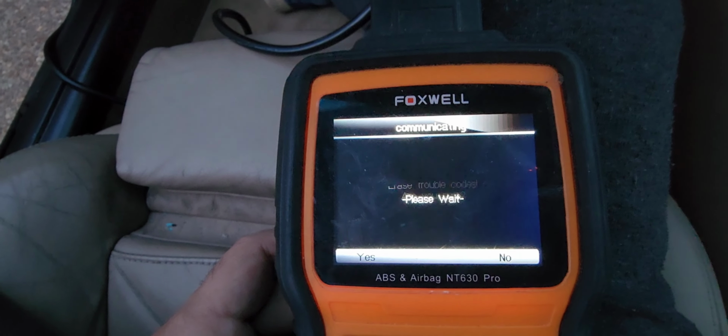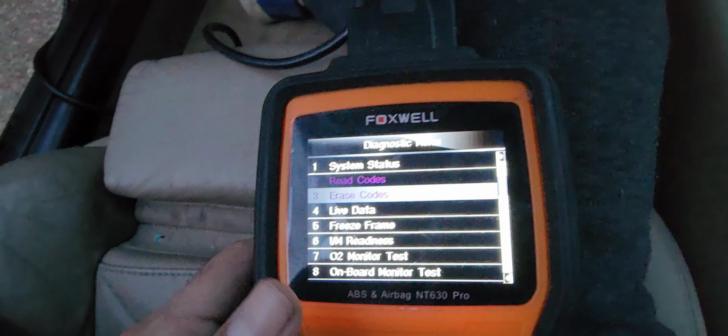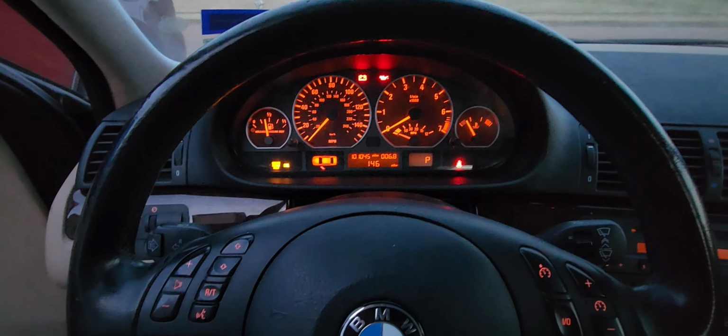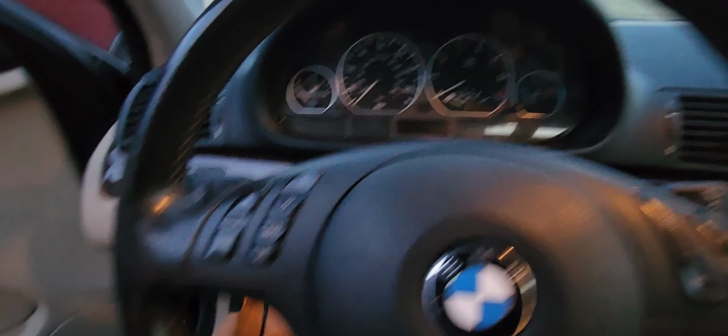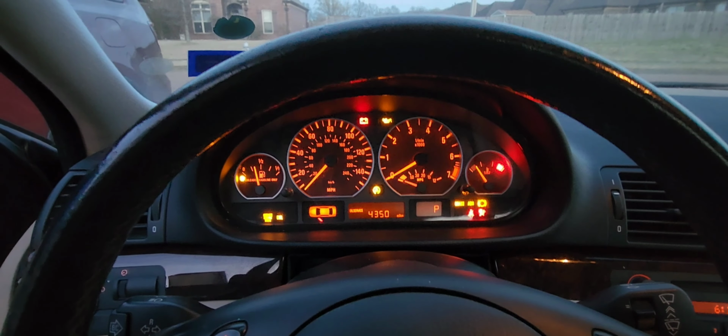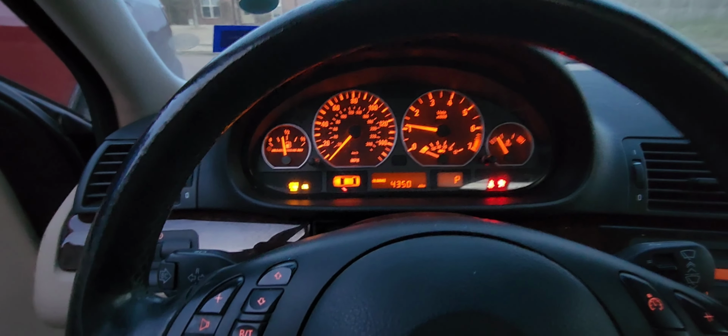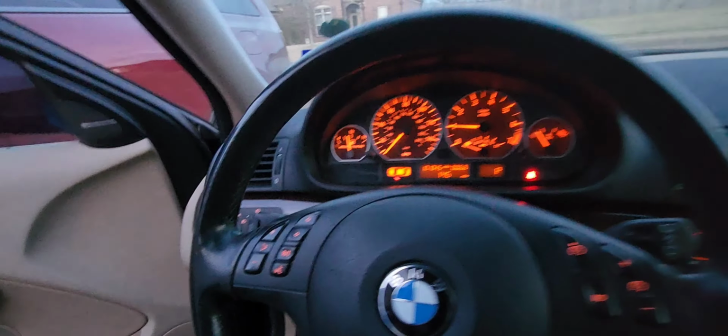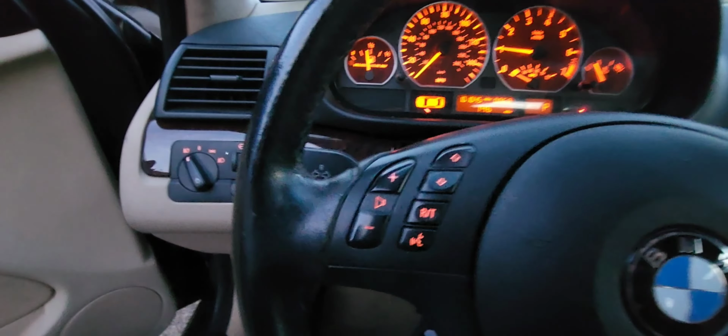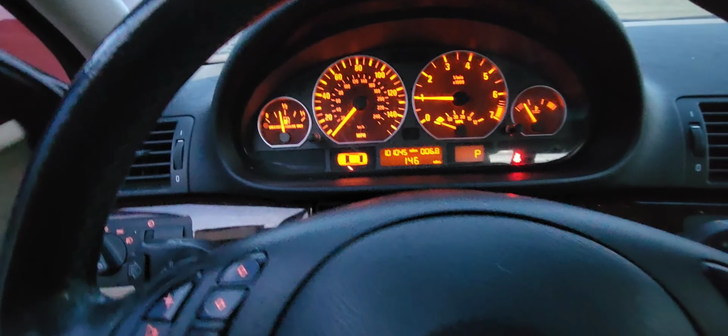Erase codes, yes. Please wait until it's done. Alright, let's put this back. Come over here, start it up. Unplug the scan tool. Let's start it again. Let's crank it. Let me drive it really quick in the neighborhood and see if I'm going to get the codes again.